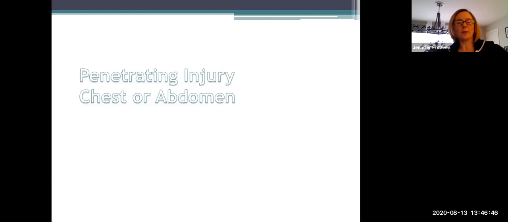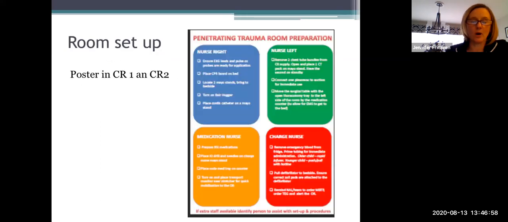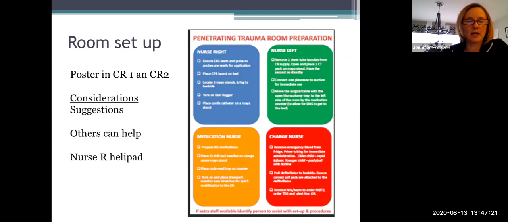I want to talk a little bit about penetrating injury to the chest or abdomen. Our concern here is that there's a big old hole in the heart, a great vessel, or an internal organ that's causing more blood to be lost than we can replace before we can get them to the OR. So we hear in the emergency room that one of those kids is coming in, and we have this poster, and I know it's very blurry, but I'll show it to you a little better in a second. We have these preparation posters, both in code room 1 and 2, just to help staff remember exactly what we need to have set up, because let's be real, we don't get these kids every day, and it's a low volume, high risk type of patient.